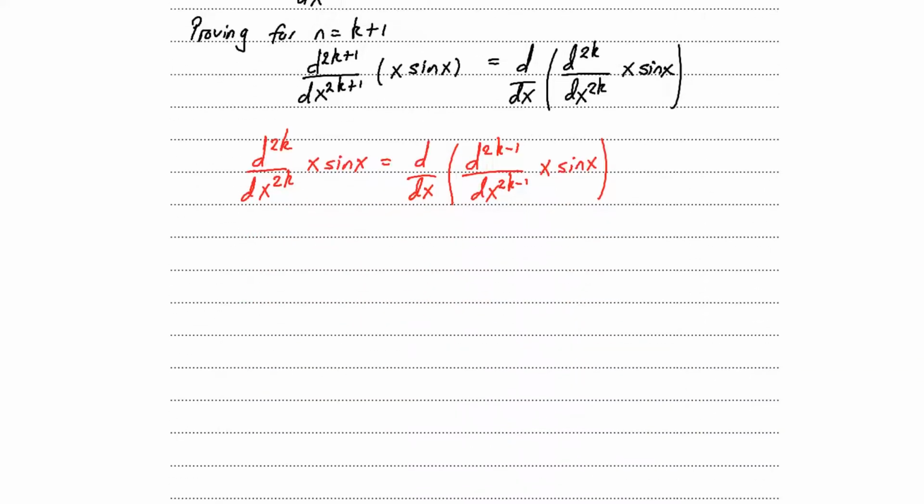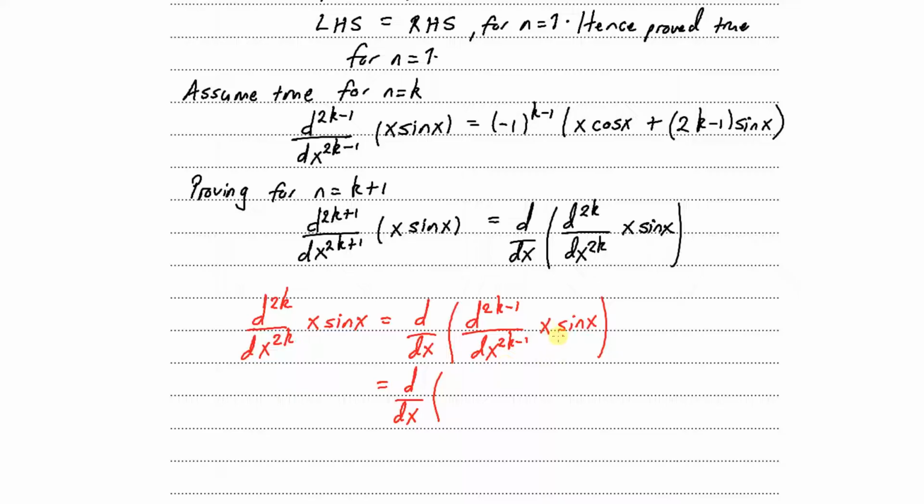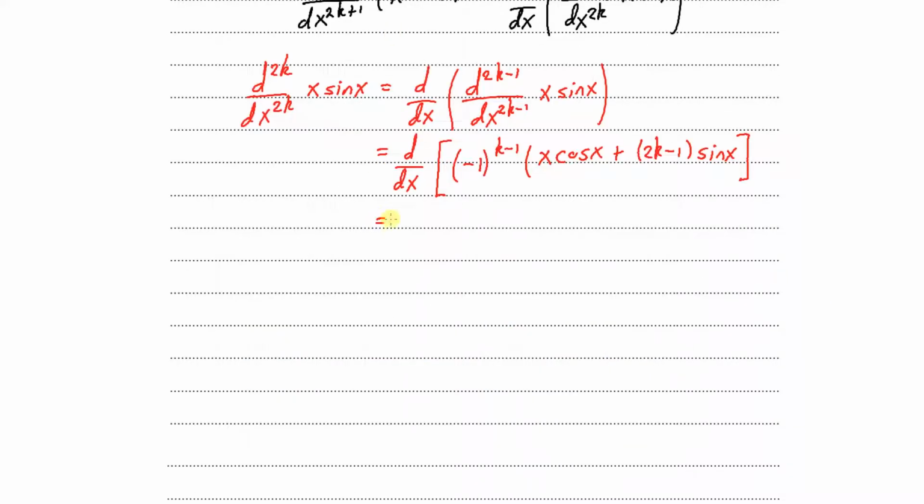So now, let's simplify this. This is the same as saying d by dx of d to the 2k minus 1 by dx to the 2k minus 1 of x sine x. We have it from the assumption as minus 1 to the k minus 1 of x cos x plus 2k minus 1 sine x. So this is what we have here. So let's simplify this. We now have minus 1 to the k minus 1 of, and we differentiate x cos x, we get cos x minus x sine x. And differentiating 2k minus 1 of sine x, we get 2k minus 1 of cos x. So this is what we now have.